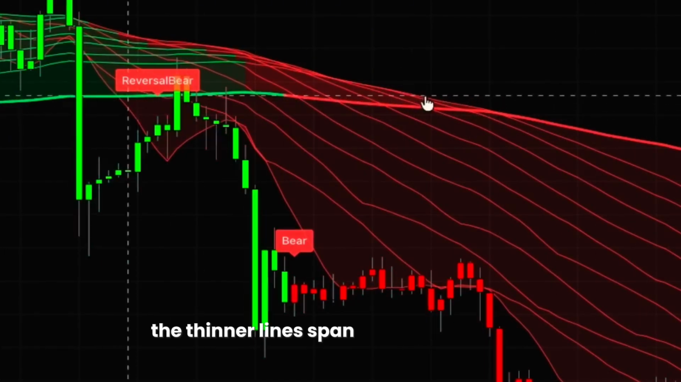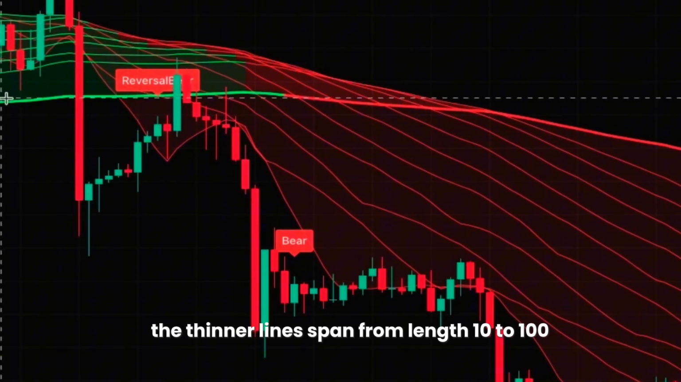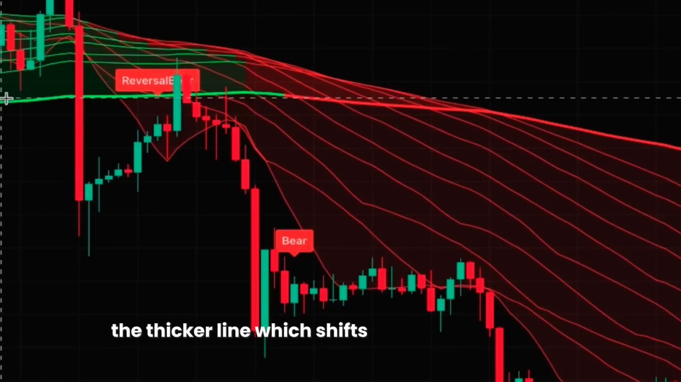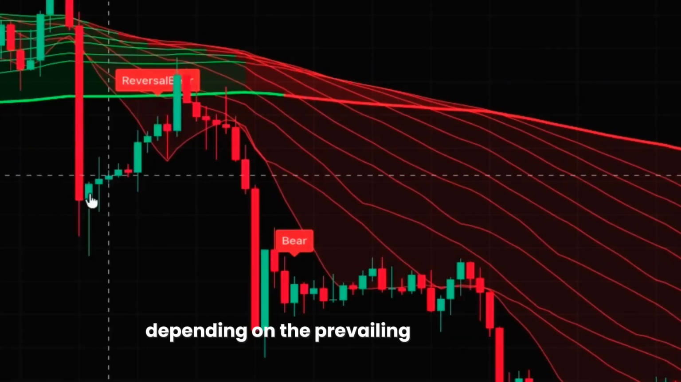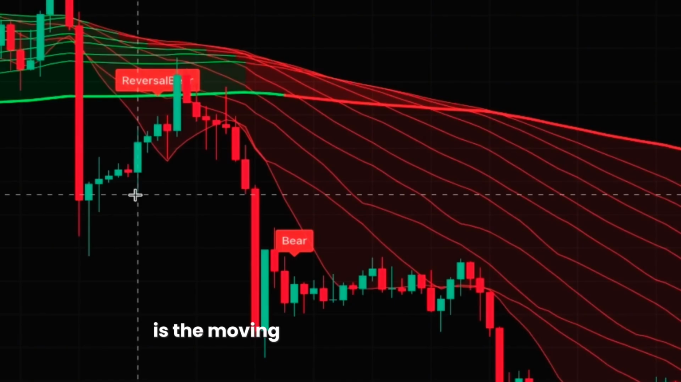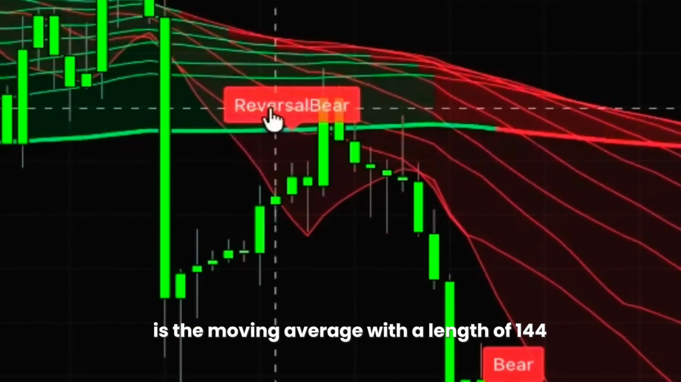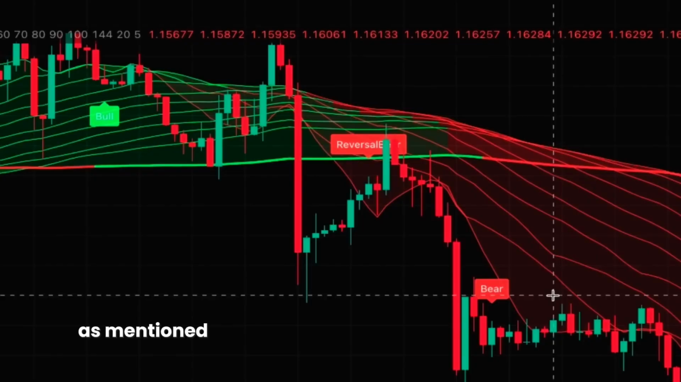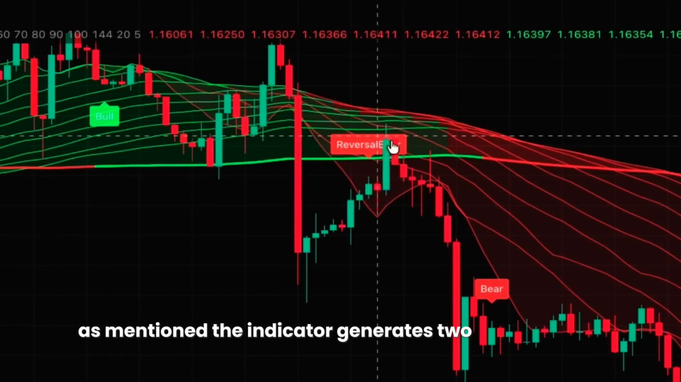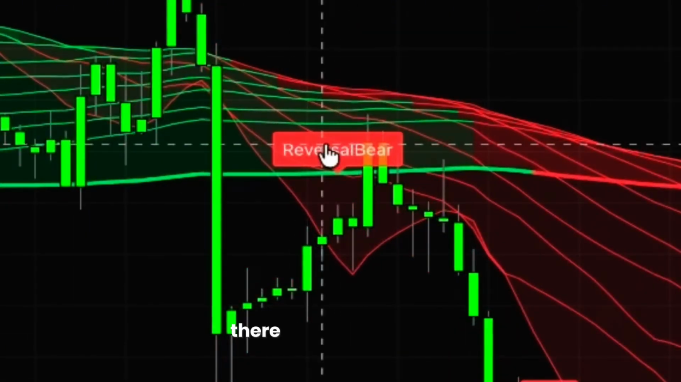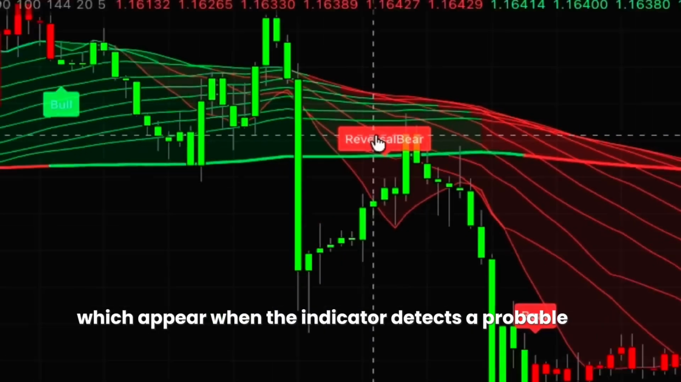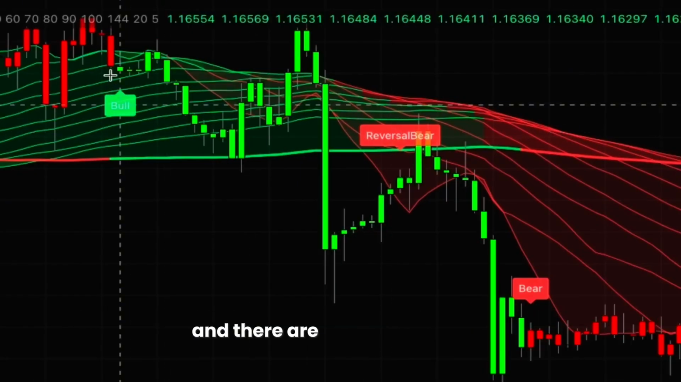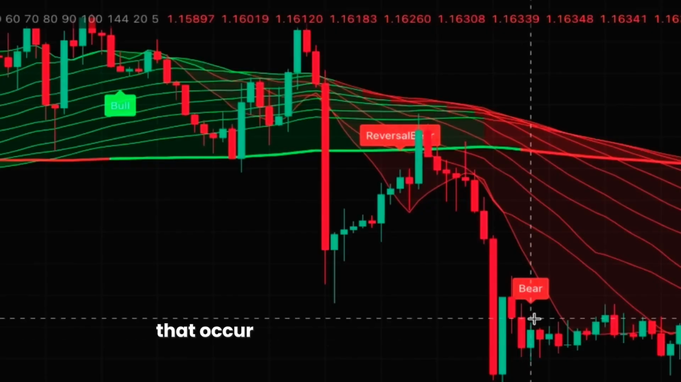The thinner lines span from length 10 to 100. The thicker line, which shifts between green and red depending on the prevailing trend direction, is the moving average with a length of 144, the one we manually set. As mentioned, the indicator generates two kinds of signals. There are reversal signals, which appear when the indicator detects a probable trend change, and there are buy and sell signals that occur during an already active trend.